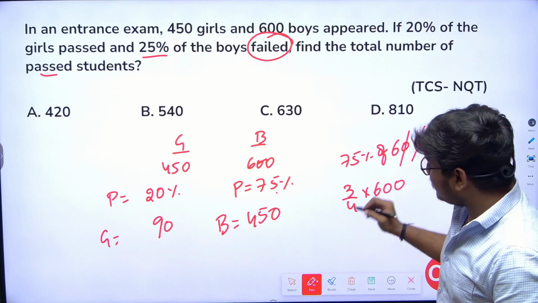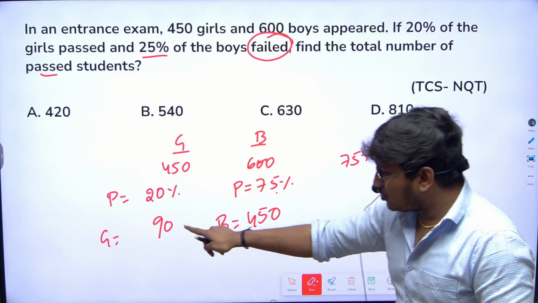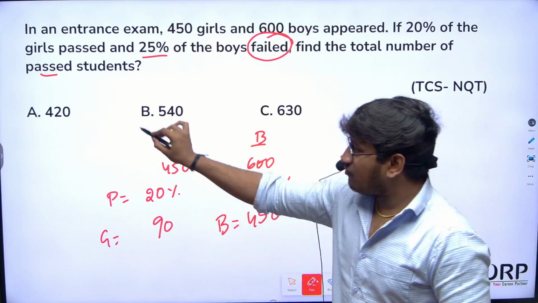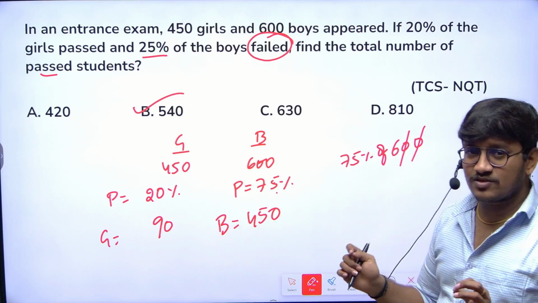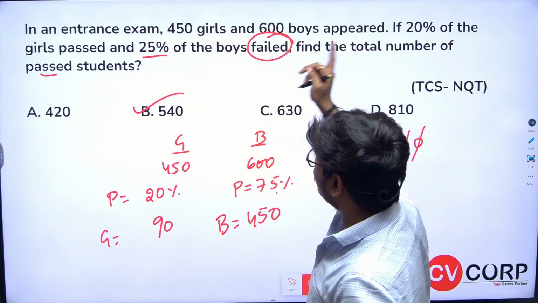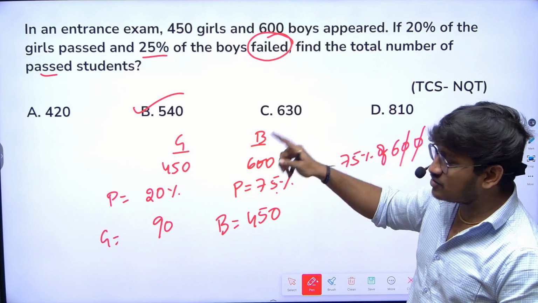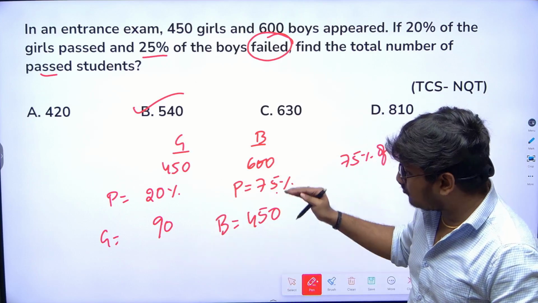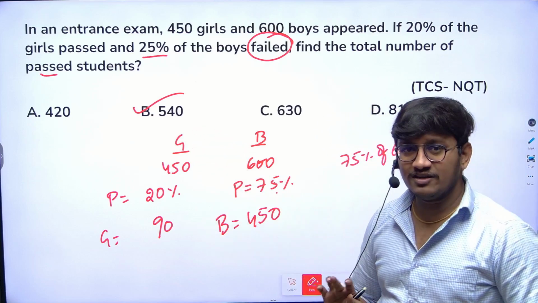They are asking us to find how many people passed in total, among all the boys and girls. Girls are 90 and boys are 450. What is 450 plus 90? It is 540. So the correct answer is 540. The people who posted 630 and 810, please cross-check where you made a mistake. You might have considered 25% of the boys failed and 20% of the girls passed, taking 20 and 25. That's the reason you might have got a wrong answer. They are asking us to find only passed students. The number of girls passed is 90, the number of boys passed is 450, so the total is 540. I hope you are all clear with this.